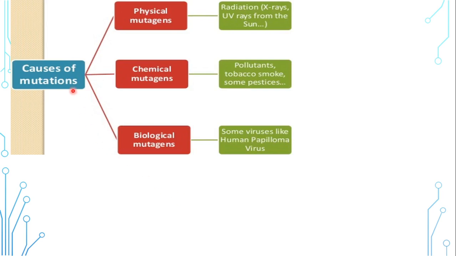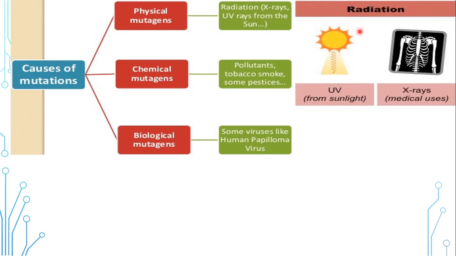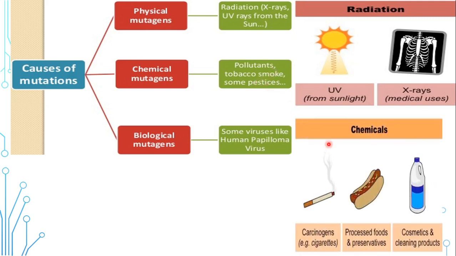Now again, a few mutagens we will discuss here. Causes of mutation: physical mutagen, chemical mutagen, or biological mutagen. Physical mutagens can be in the form of radiations like X-rays and UV rays from the sun. Here UV or X-rays may be the reason for causing changes in the base sequences. There can be some chemical mutagens in the form of pollutants, to which most of the time we are exposed: tobacco smoke, some pesticides, insecticides, chemicals.